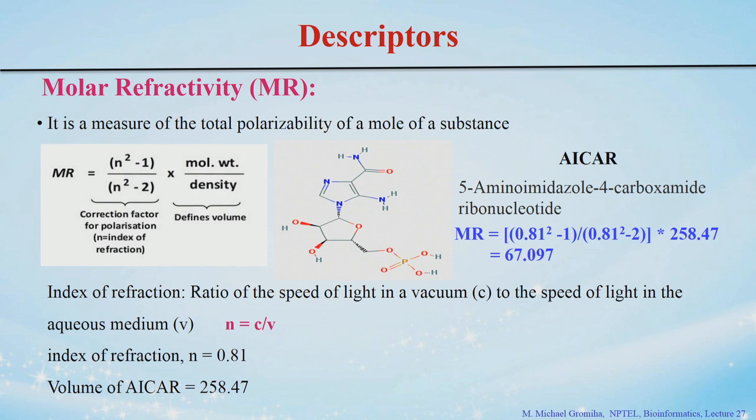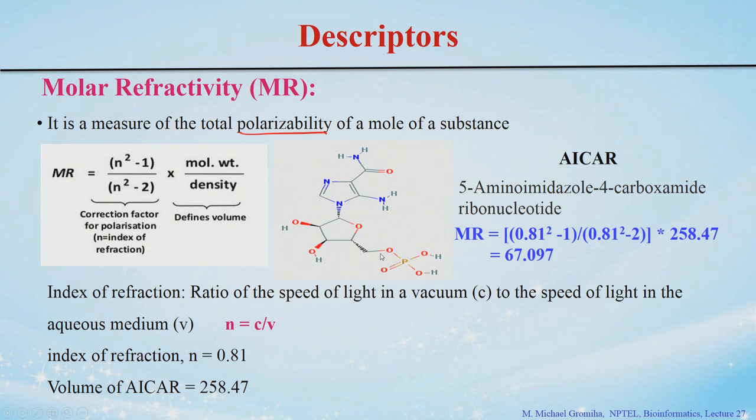This is another example: getting the molar refractivity. How to get the molar refractivity? It is a measure of the total polarizability of a molecule. We can use this equation: MR, molar refractivity, equals (n square minus 1) divided by (n square plus 2), multiplied by the molecular weight divided by density, which is the volume. This is the correction factor for the polarization. Here n is the index of refraction, because the refractive index is known for compounds, and molecular weight by density gives you almost the volume.